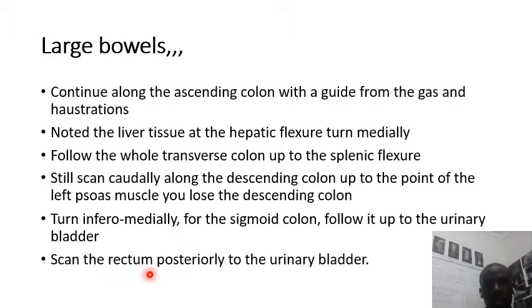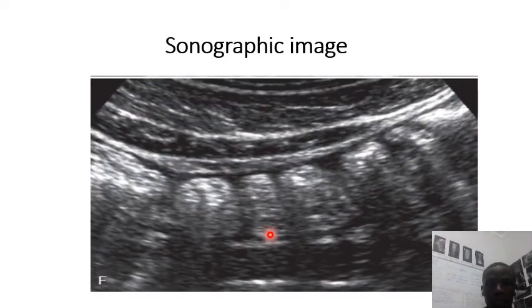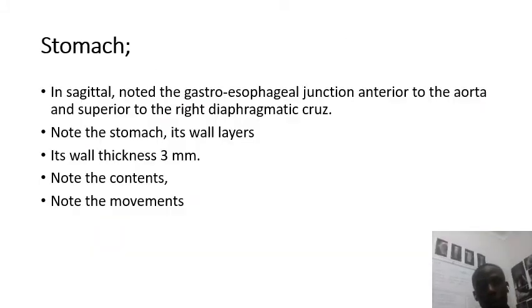Then you will see the rectum also posterior to the urinary bladder in a male client, or posterior to the uterus in a female client. So this is an image where we can see the oscillations. We can see wall 1, this is wall 2, this is wall 3, and these are the haustral striations. Okay, and when we're going to the small bowels, it is always better to start with the stomach.